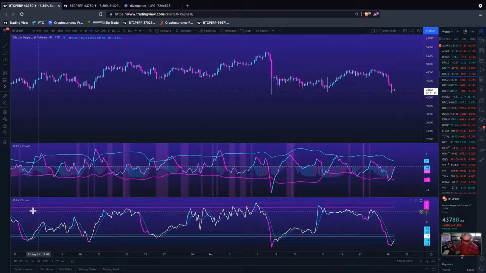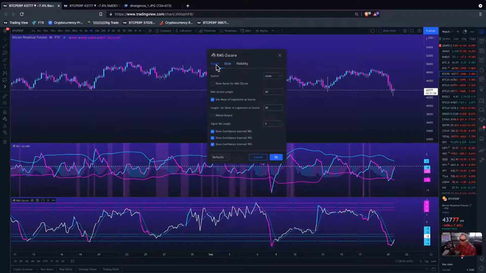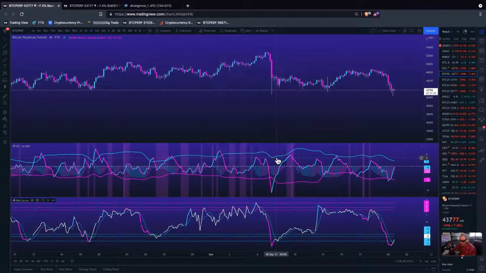And we also have our RMS Z-score, our root mean square Z-score. And we have a couple different inputs. You can have it be the Z-score for price, or you can have it be the Z-score for the returns. And that's what we're using. When I'm looking at the Z-score for divergences, I have that input turned on for mean of returns. Right there. Use mean of log returns as source.